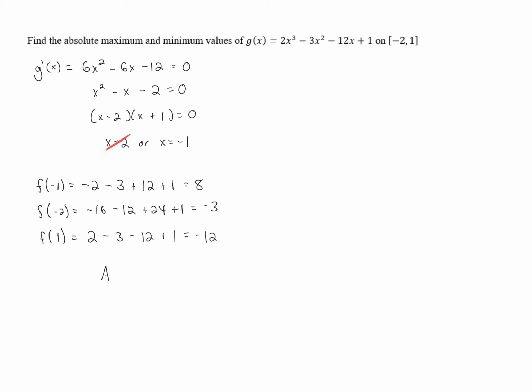So our absolute minimum is -12, and it occurs at x equals 1. And our absolute maximum, the largest value there, is 8, and it occurs at x equals -1. And that's it.